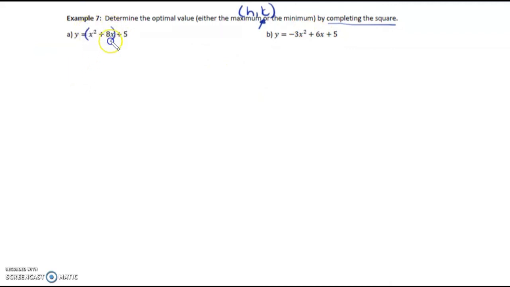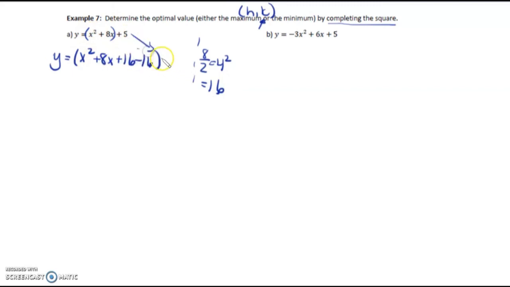Coefficient here is 1, so we group the first two terms, and we don't have to factor anything out, so we can go straight to dividing 8 divided by 2, which is 4, and then squaring it, which is 16. So we're going to rewrite this, x squared plus 8x. We're going to add 16 and subtract 16. Okay, then bring down that positive 5.